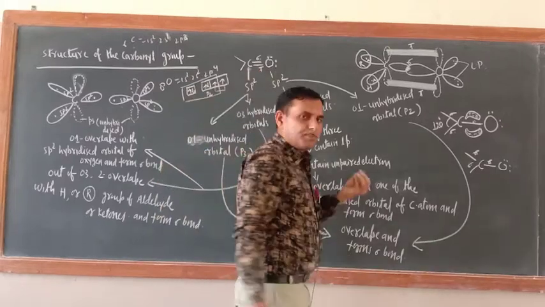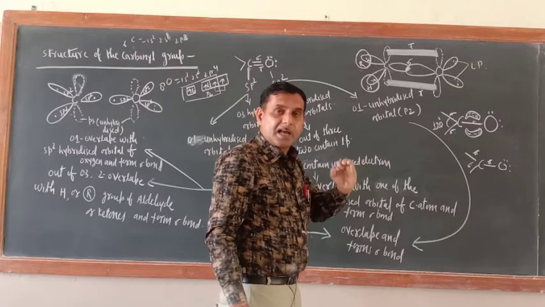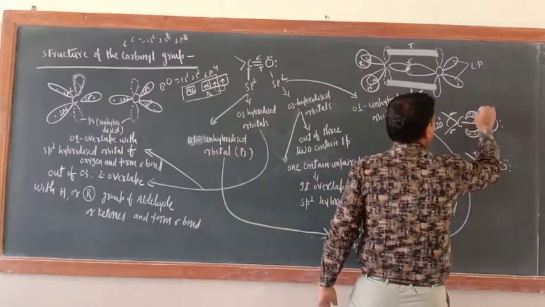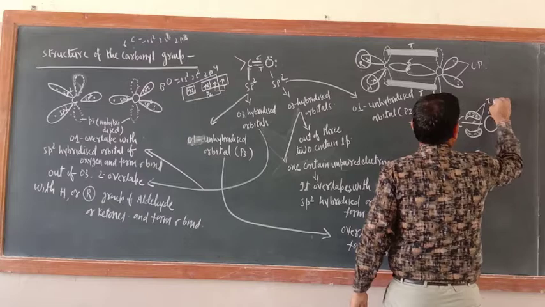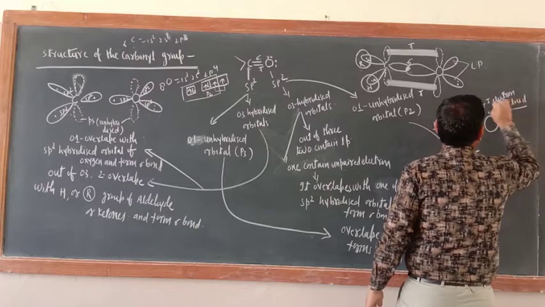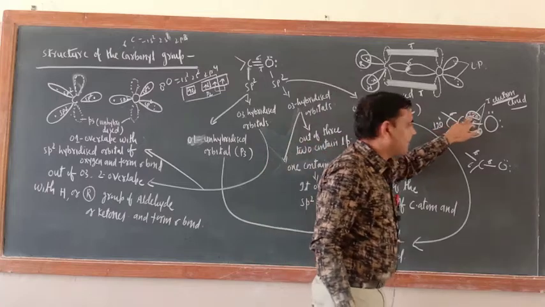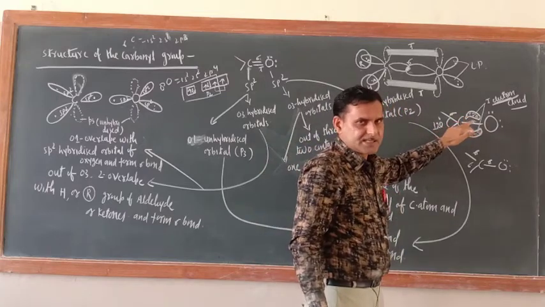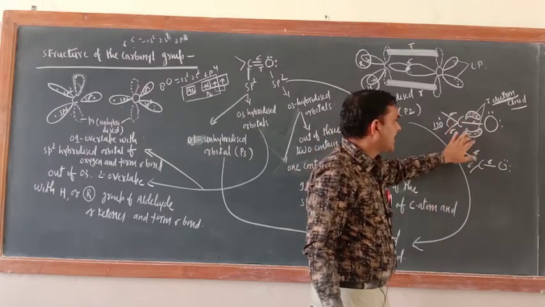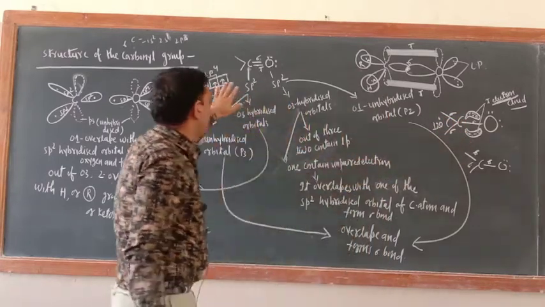Now just see, a pi bond is formed by sideways overlapping, so its electron density lies above and below the internuclear axis. So this is the pi electron cloud. It lies above and below the plane of paper, above and below the internuclear axis. Okay, so this is the pi electron cloud. It is loosely held. Now this is the structure of the carbonyl group.